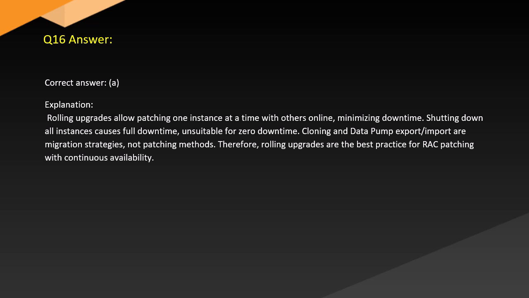Answer. Correct answer: A. Explanation. Rolling upgrades allow patching one instance at a time with others online, minimizing downtime. Shutting down all instances causes full downtime, unsuitable for zero downtime. Cloning and Data Pump export-import are migration strategies, not patching methods. Therefore, rolling upgrades are the best practice for RAC patching with continuous availability.